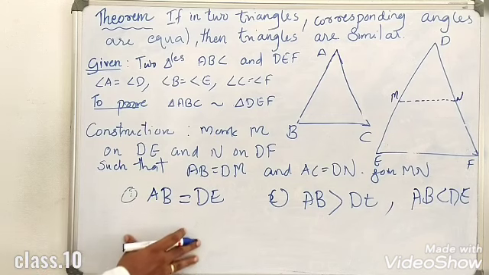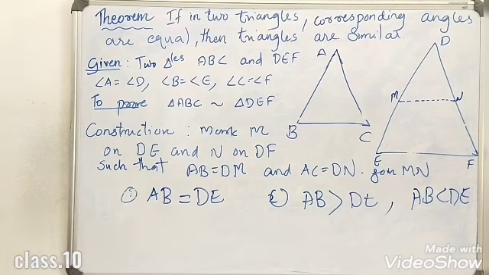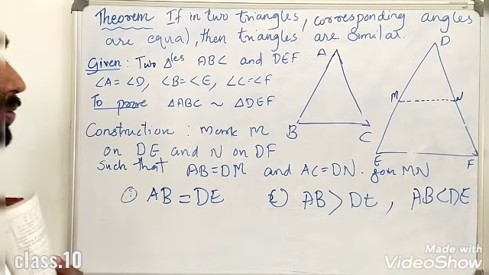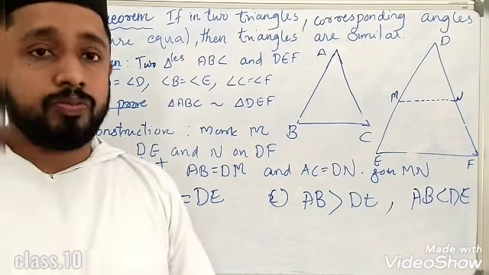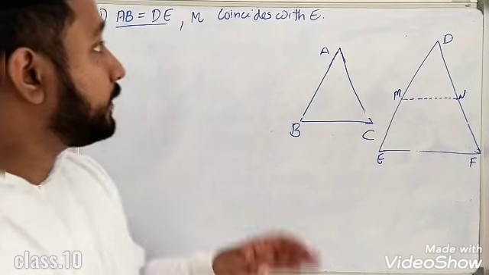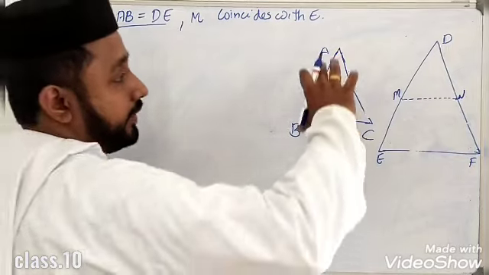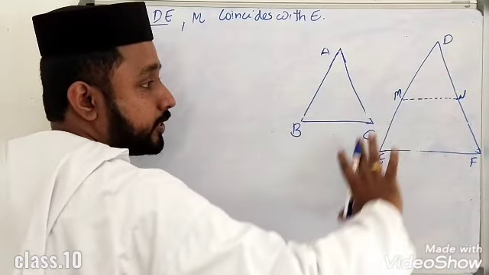Using these three conditions, we have to prove each case. First we take the first condition and prove that these two triangles are similar. Then we take AB greater than DE, then we prove the similarity criterion, and also AB less than DE. So let us move on to the proof. Let us start the proof. First condition, AB is equal to DE.